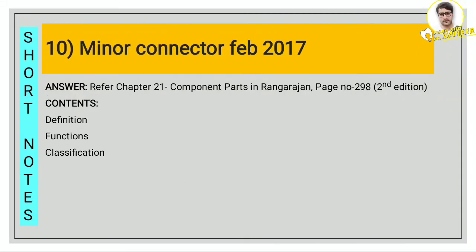Next question is minor connector. First define what is minor connector, then write the function and also the classification, that is the 4 types: clasp assembly, indirect retainer, denture base minor connector and approach minor connector.